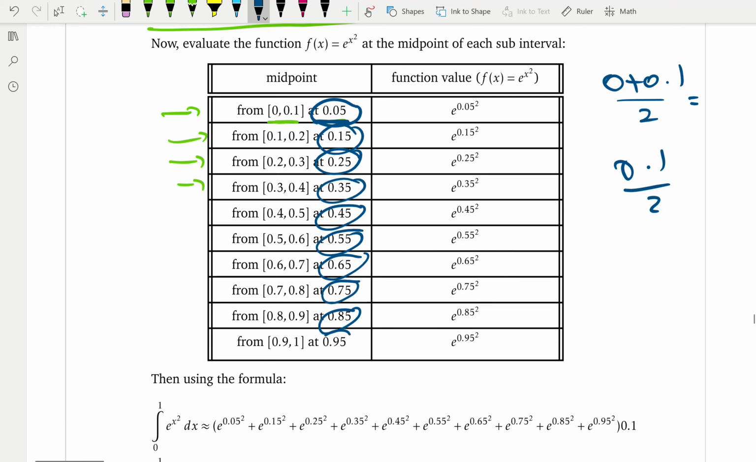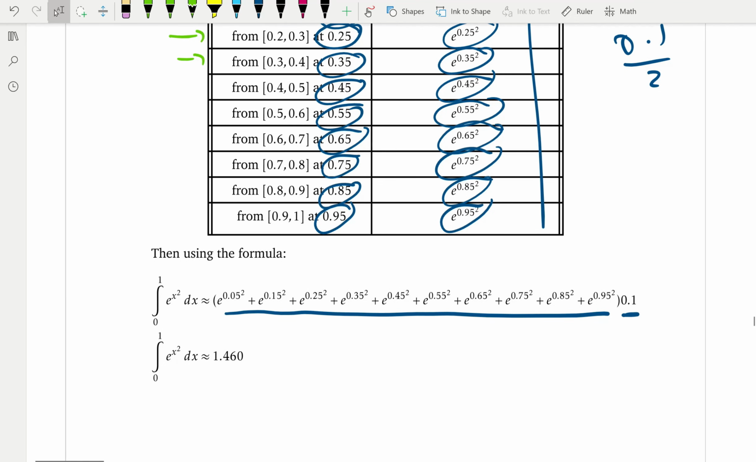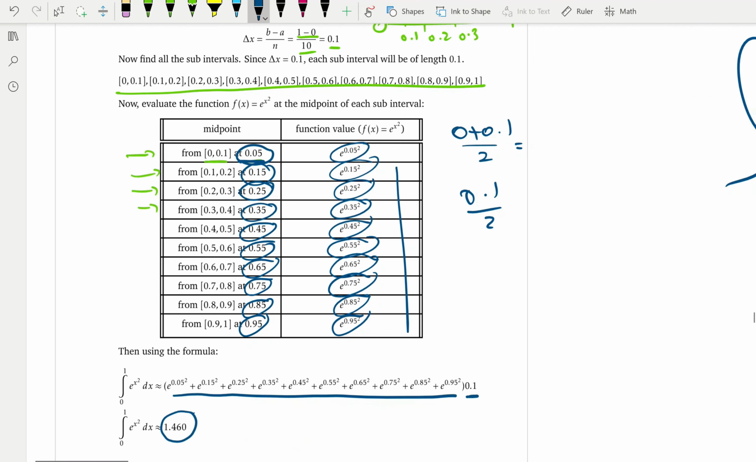Then evaluate e to the x square at those midpoints. That's what I have done in this table. Now add those function values. So the function evaluated at the midpoints, add everything up, and then the width is 0.1. Multiply everything by 0.1. Here you need a calculator, so that's why I'm not doing this by hand. If you do that, you get 1.460. Try it out. I wanted you to use the midpoint rule correctly. All right, that's it.